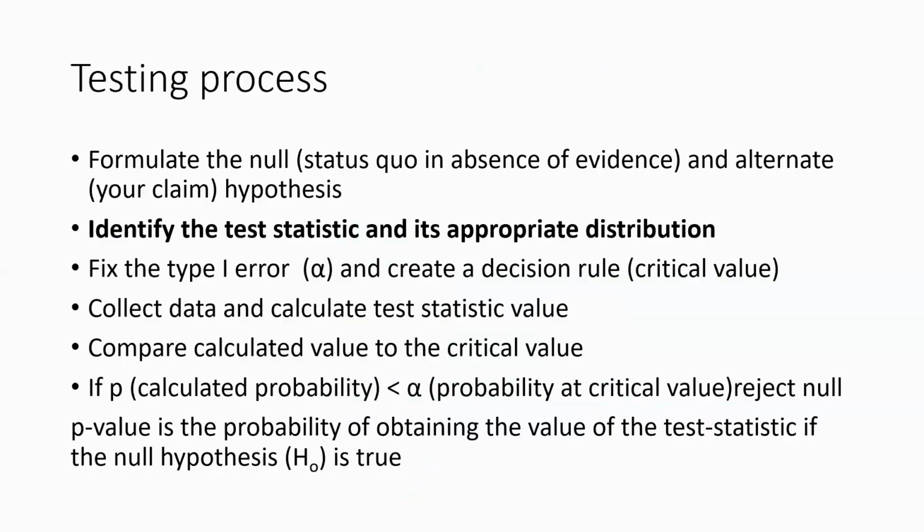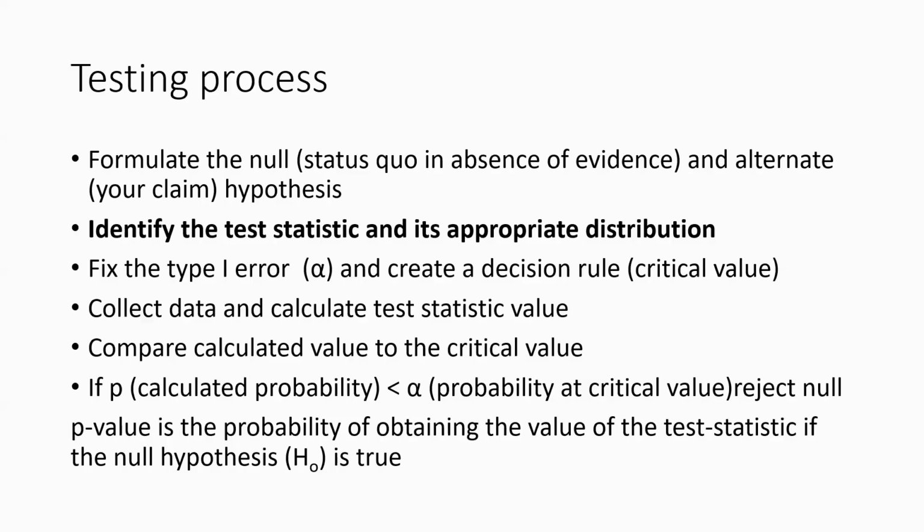So this is the entire testing process for any kind of test. These are the steps that we generally adopt. You formulate the null or status quo, that is the null hypothesis. That is, in the absence of evidence, what is the current situation that you would go for? And then your claim, which is the alternate hypothesis. Then you identify the test statistic and its appropriate distribution.